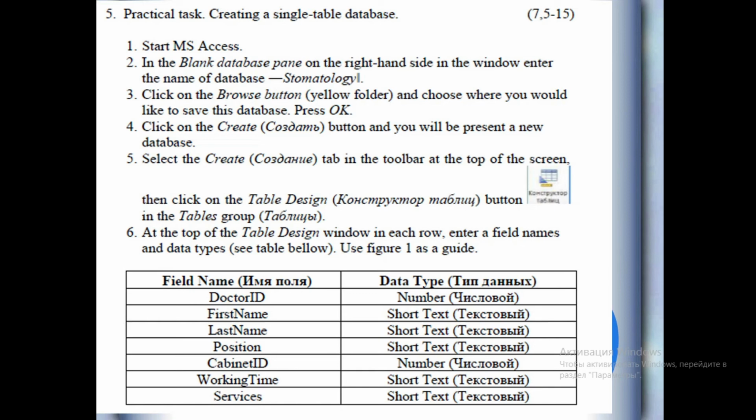Fifth, select the Create tab in the toolbar at the top of the screen. Then click on the Table Design button in the Tables group. At the top of the Table Design window, in each row, enter a field's name and data type. Use figure one as a guide.